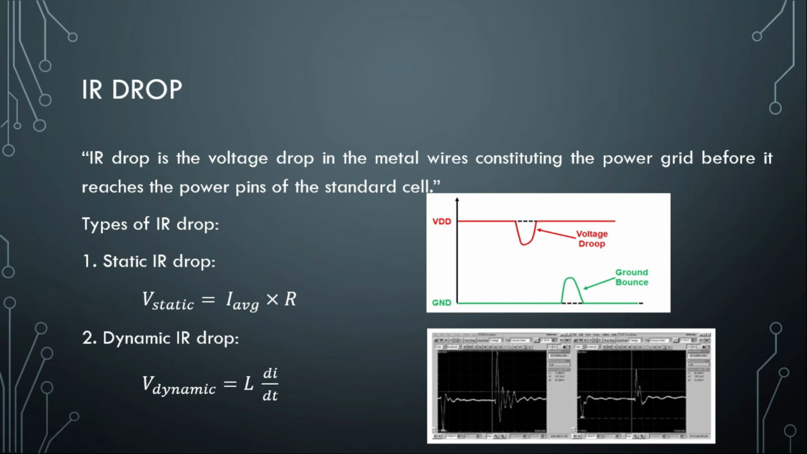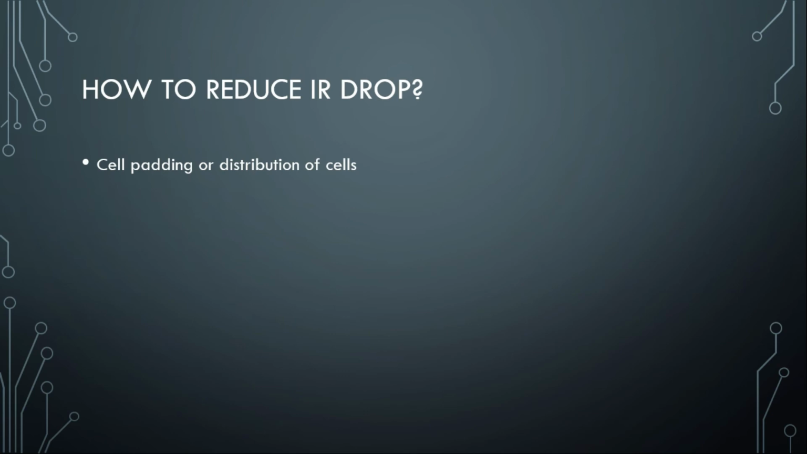So if you want to calculate the dynamic IR drop which is being dissipated, then it is V dynamic, which is equal to L times the rate of change of current, which is di by dt. So now we know what is IR drop and what are the types of IR drop. Now we can see how to reduce this IR drop in our design.